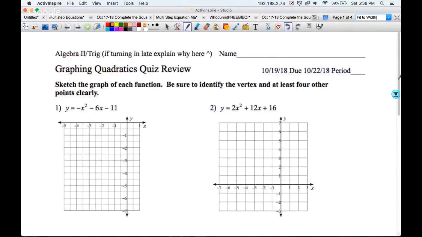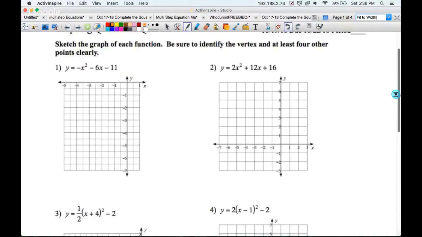Let's get started with problem number 1 here. Sketch the graph of each function. Be sure to identify the vertex and at least 4 other points clearly. I know I say 4 other points, but the reality of these problems is that if it crosses through an exact point in the graph, we should bold that point to show that we understand that it's going right through that point. All right, problem number 1 looks like a good one to start with.